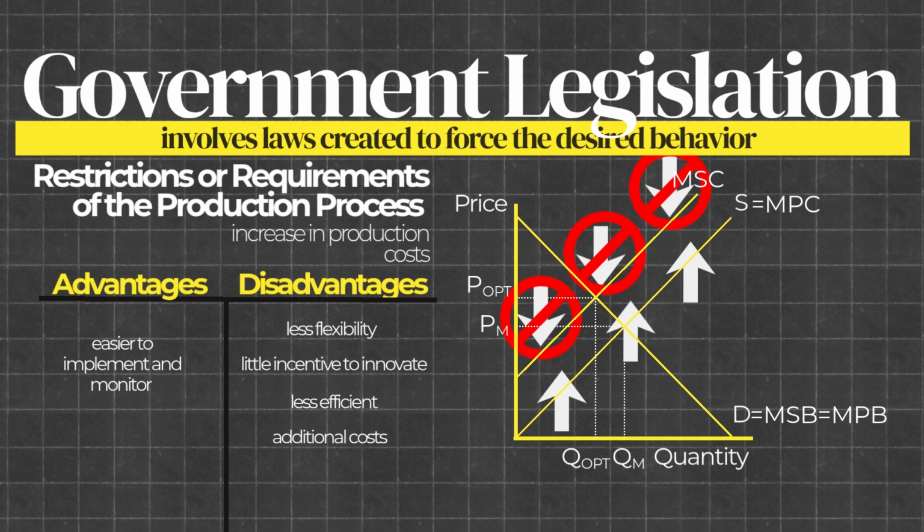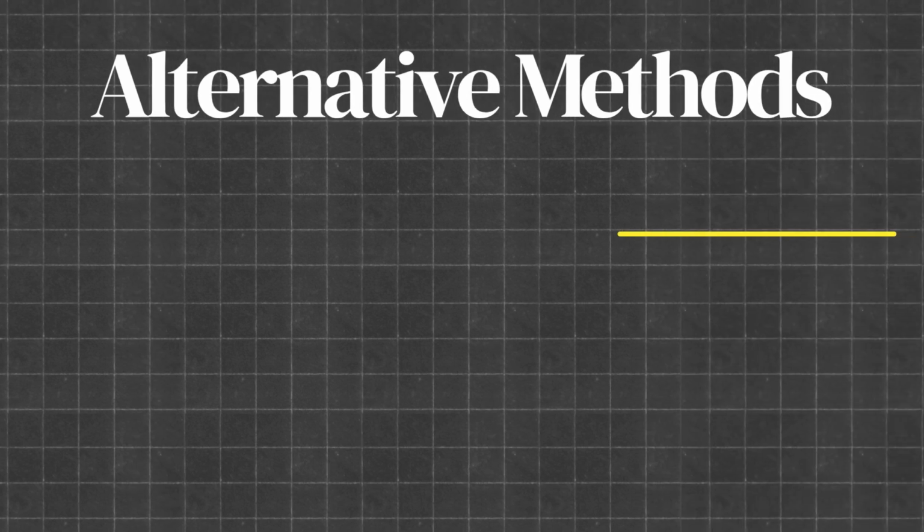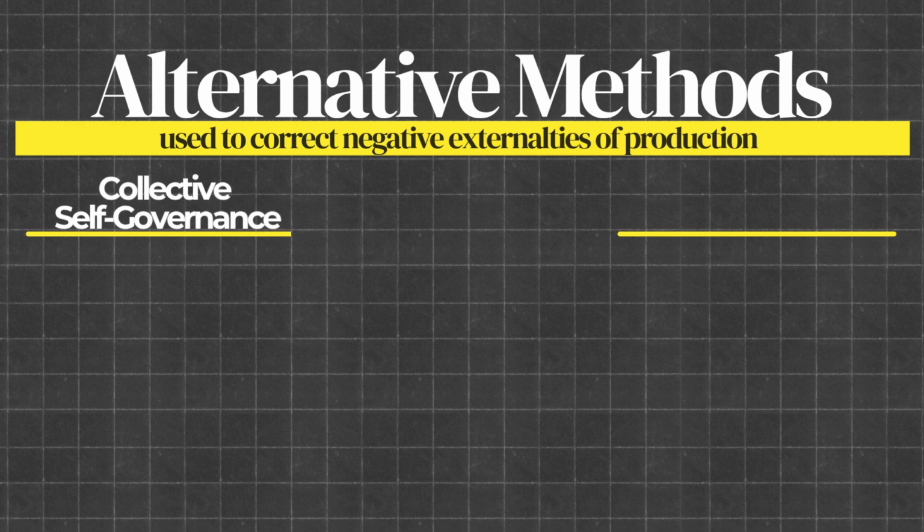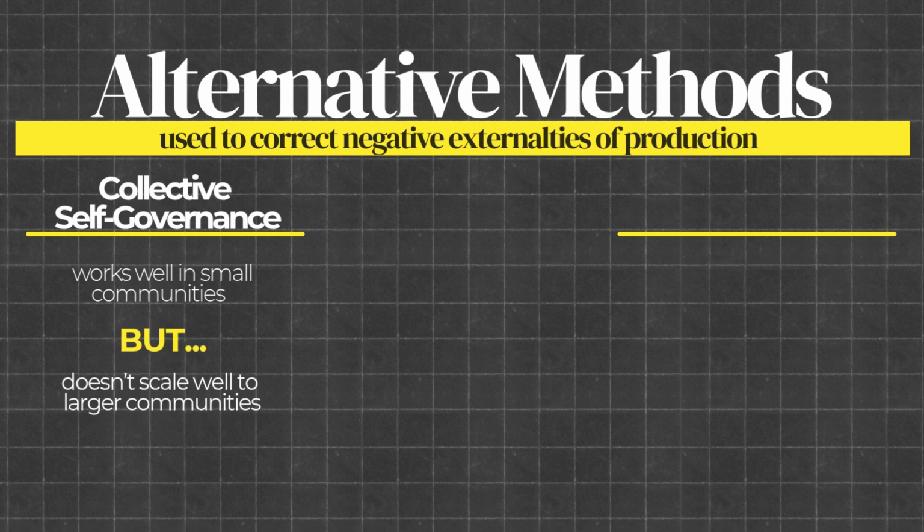Besides market-based policies and government regulations, there are alternative ways to correct negative externalities of production. One is what's called collective self-governance. This happens when local groups, like farmers or fishers, agree on sustainable use rules and monitor each other's behavior. It works surprisingly well in small, tight-knit communities where trust and accountability are high. But it's harder to scale up to large international problems like climate change.